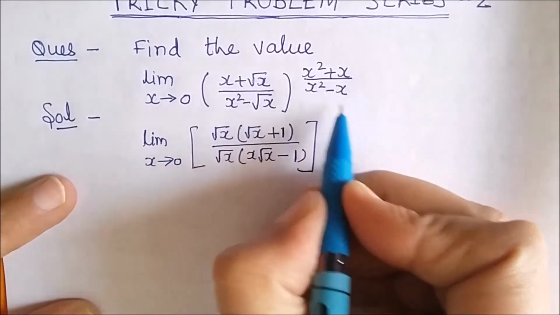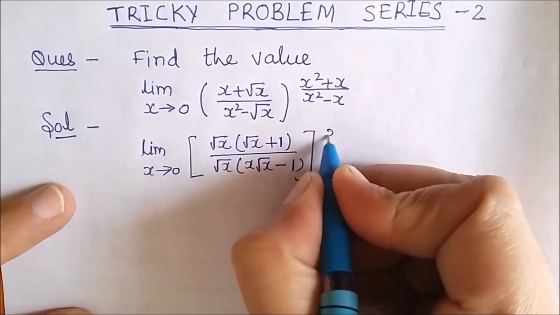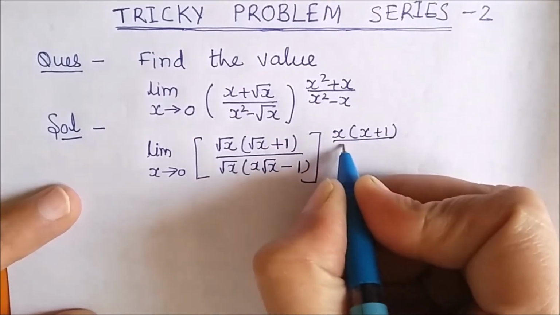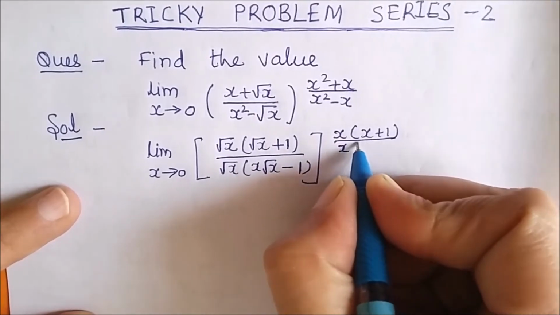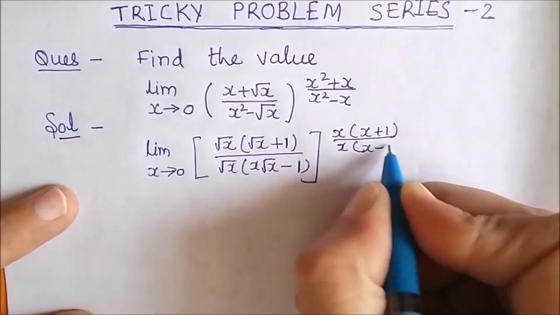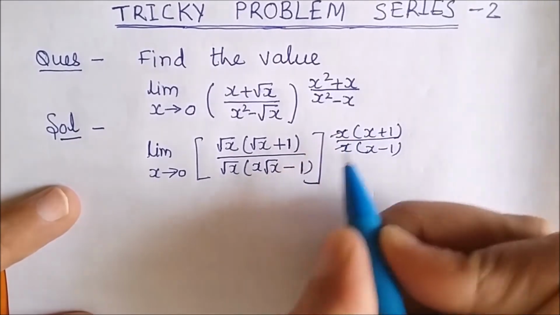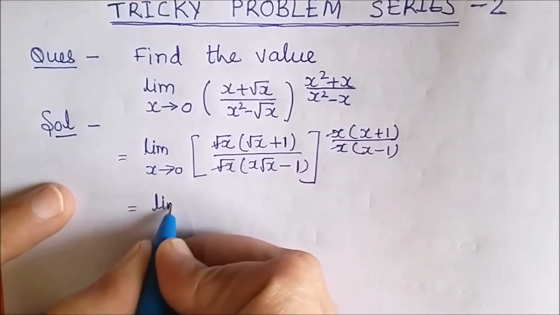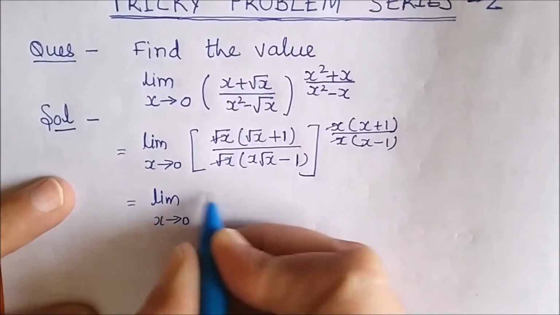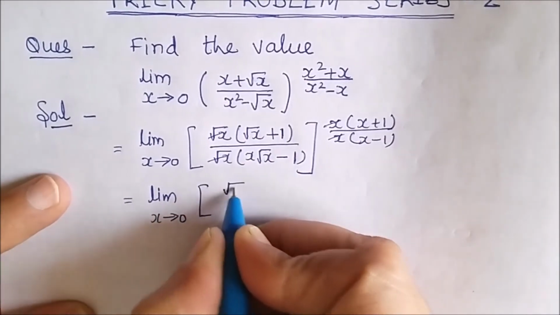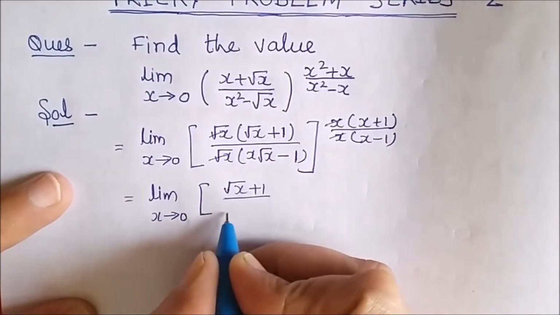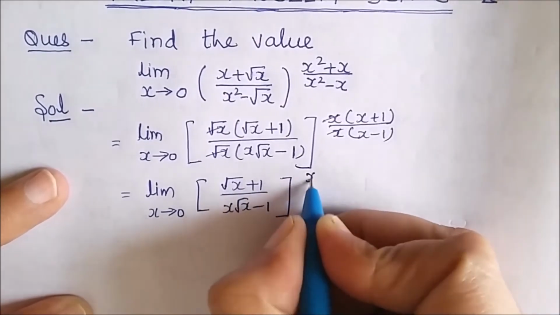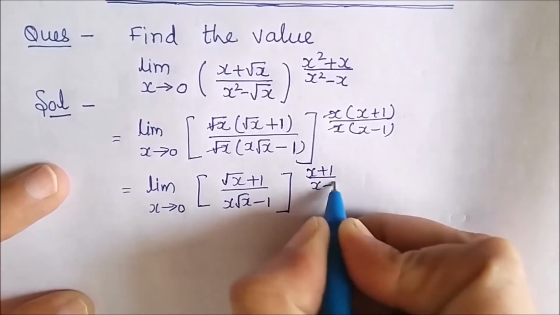And in power function, clearly you can see that x is common. So let us take x outside. So we are left with x plus 1, and if we take x outside in the denominator, we are left with x minus 1. So let us cancel this x and x, this root x and root x, and our function reduces to limit x tends to 0, and we are left with root x plus 1 divided by x root x minus 1 raised to the power x plus 1 divided by x minus 1.